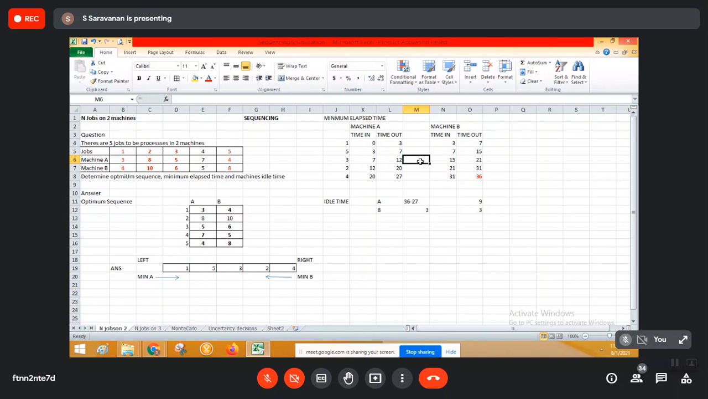Sir, going by this calculation, the timeout of A which we calculated like 36 minus 27, that is 9. But for B, you have calculated as 3. How did you arrive at that? Can you explain?